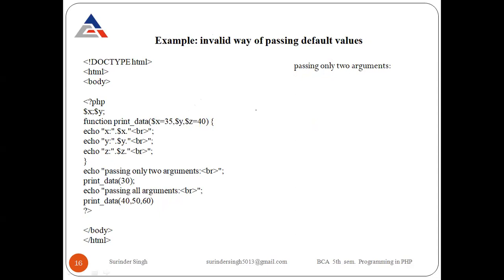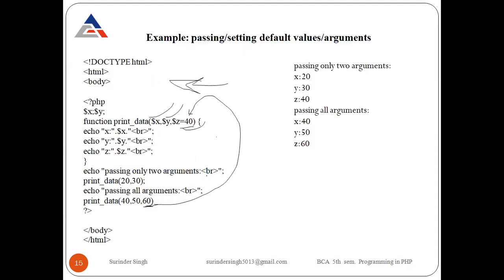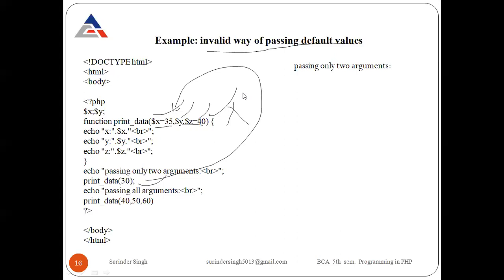Like in this example, this is the invalid way of passing default arguments. This is invalid. Clear? We cannot pass values like this. Here we are passing a value 30, and now the system will not know to which argument the value 30 will be assigned. Clear? This is the inefficient way. This is invalid. Clear? Is it clear to you?